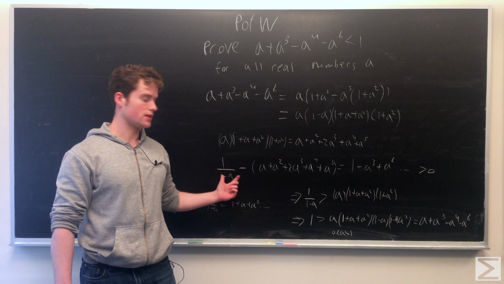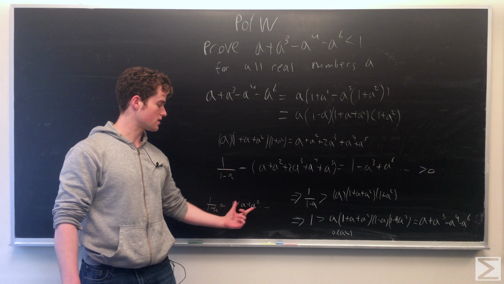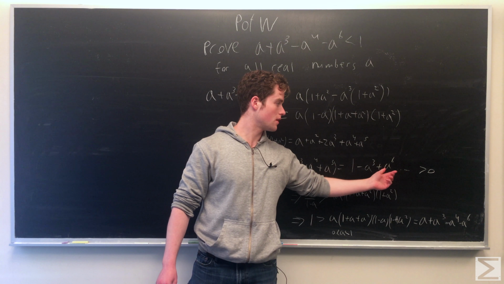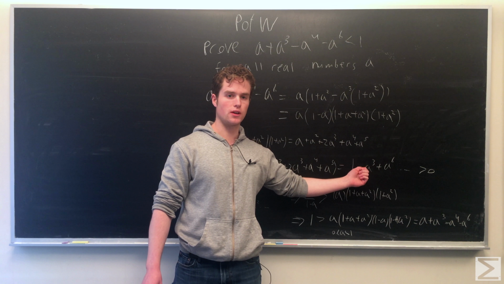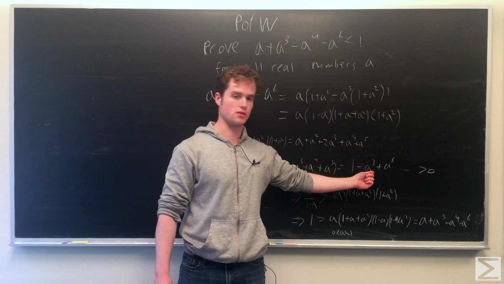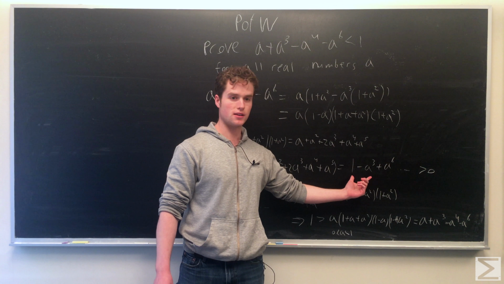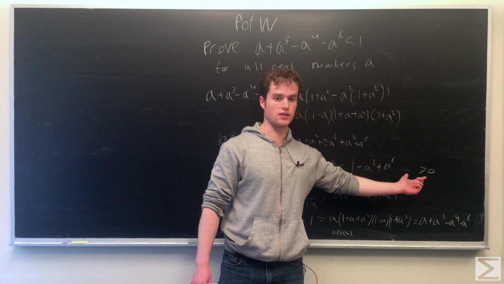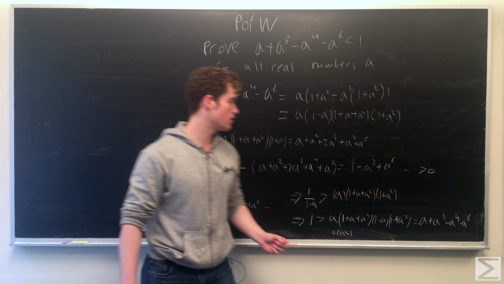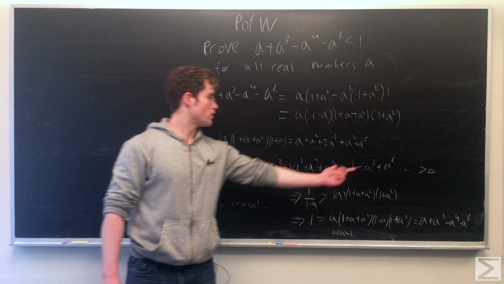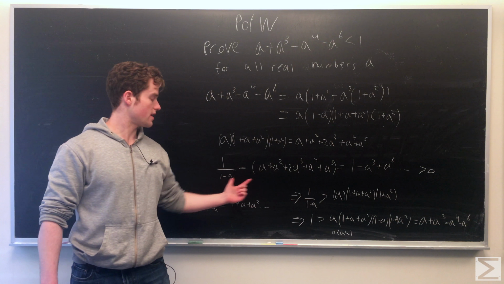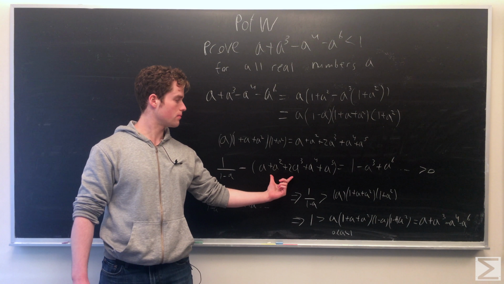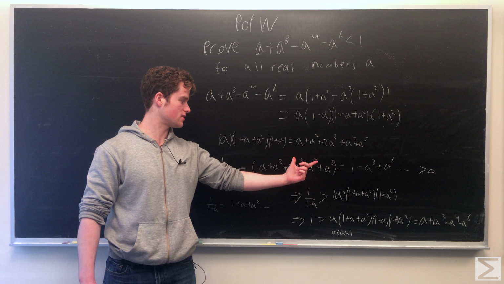So 1 over 1 minus a minus this thing, canceling terms, is equal to 1 minus a cubed plus a to the sixth. Because we're working between 0 and 1, a cubed is less than 1, so 1 minus a cubed is positive, and then we're just adding positive numbers after that. So this whole thing is definitely greater than 0. Now that we know 1 over 1 minus a minus this is greater than 0, we can add our thing on the right to the right side.